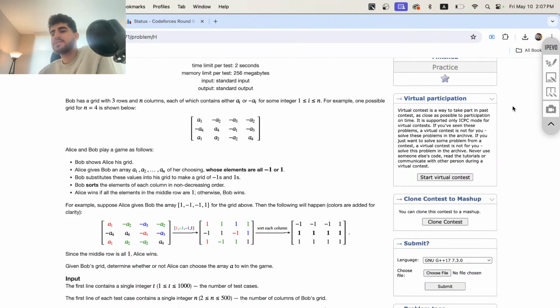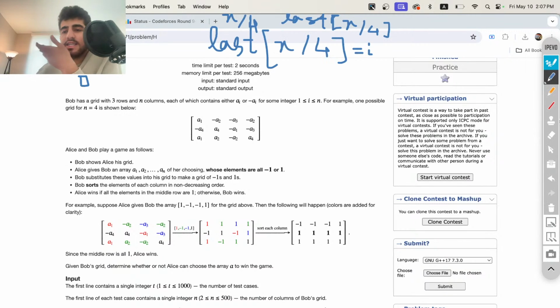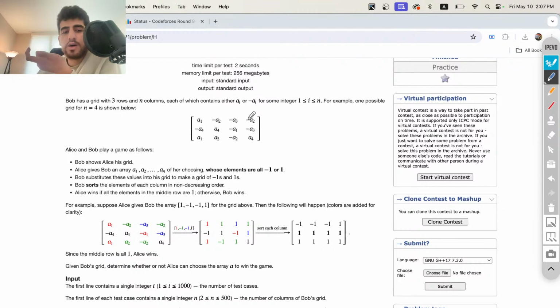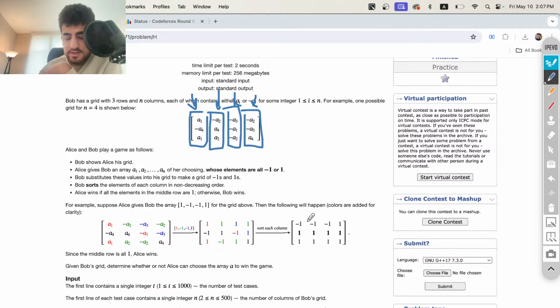Yeah, the first thing that comes to mind is that each column should have at least 2 ones at the end. So we should set them in a way that at least 2 of them will be 1. That's the only way that when we sort them in non-decreasing order, the middle row will be 1.